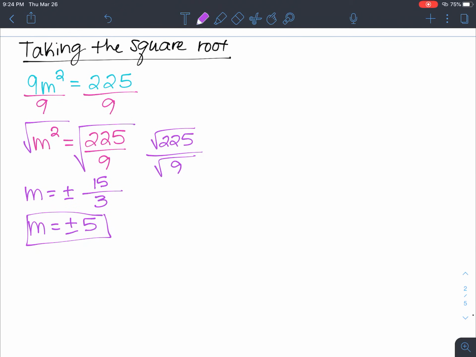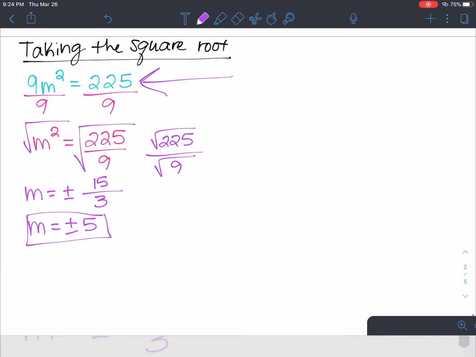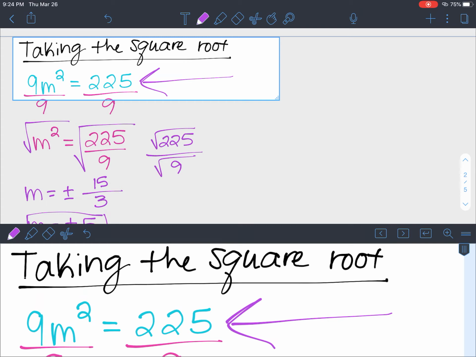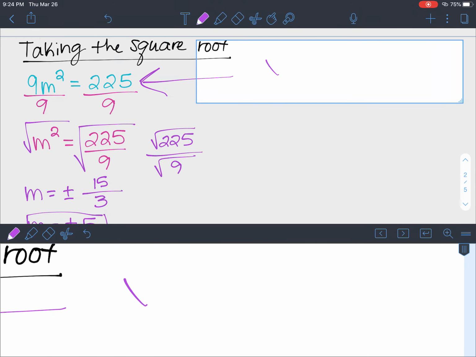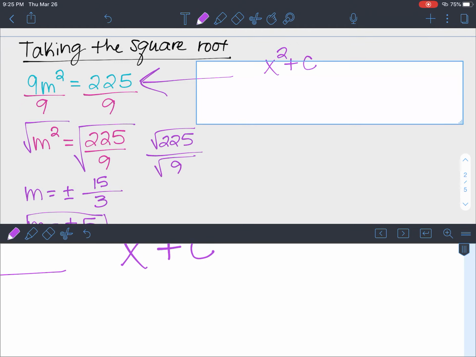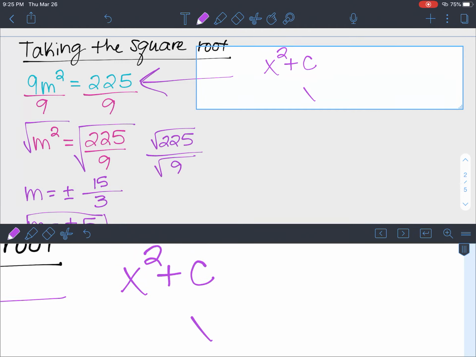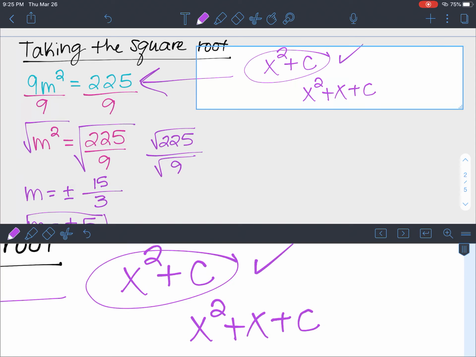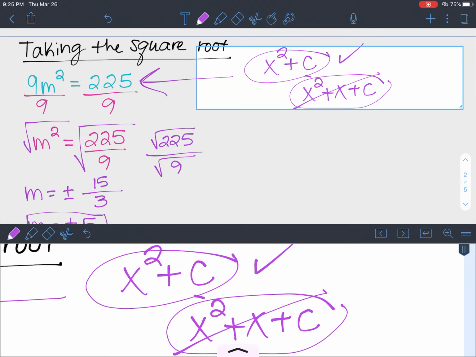And if you notice what's different about this one compared to the other ones, this one only has a squared term and a constant term. So this one only has an x squared and a constant term, whereas all my other ones have had an x squared, an x, and a constant term. So if you have this, you're good to go. If you have this, do not do this.